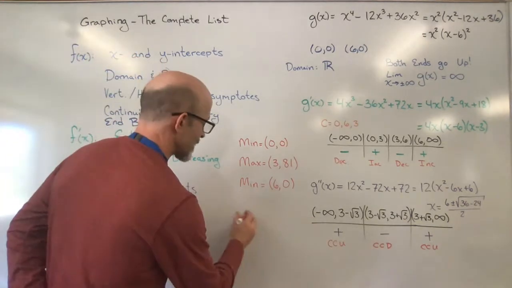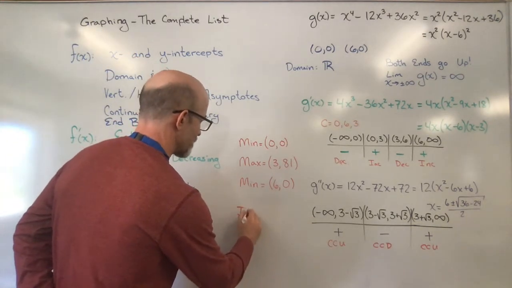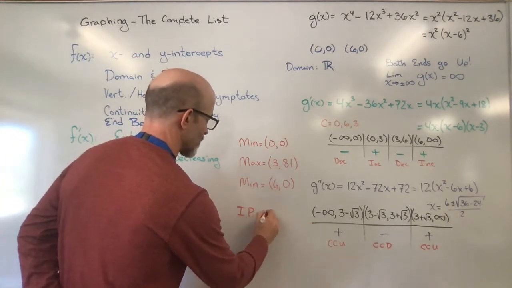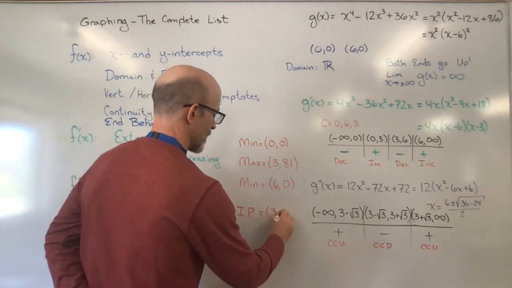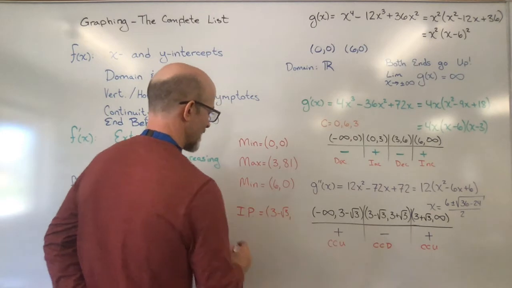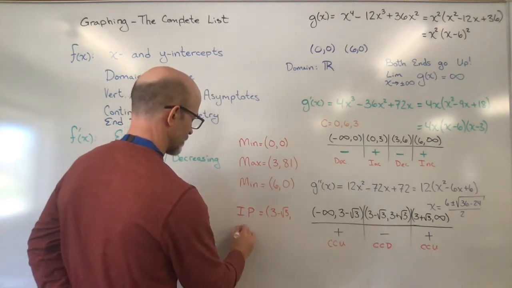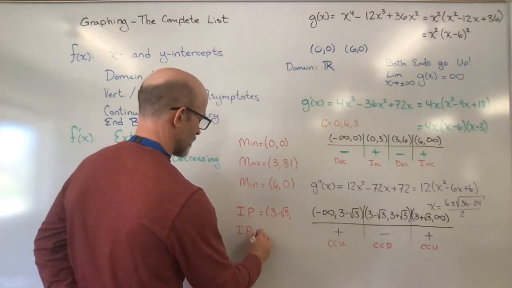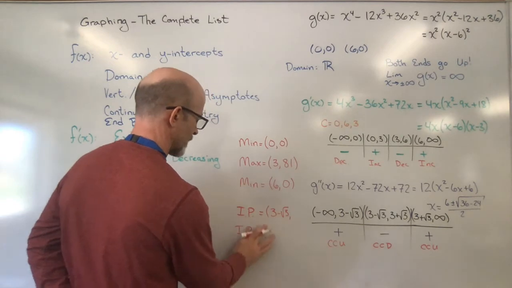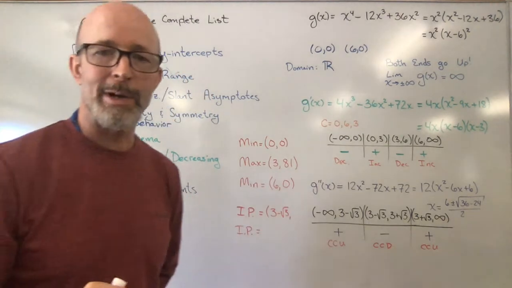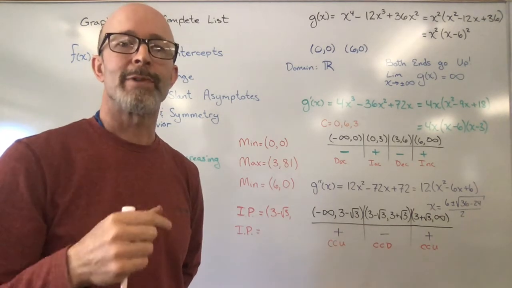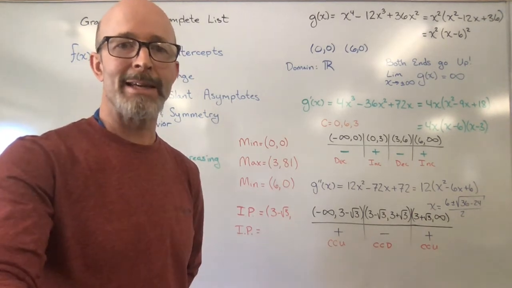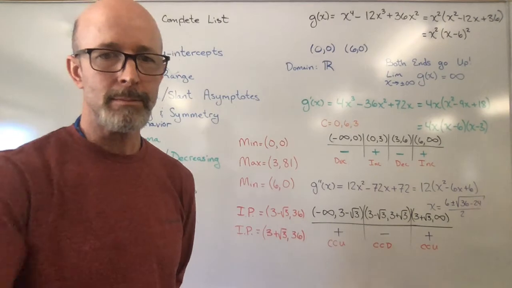So now that we know the concavity, I can pick out my inflection points. Wherever concavity changes, that is an inflection point. And then how do I get my y coordinates for those? Oh, that's right. We have to put that back into the original equation.